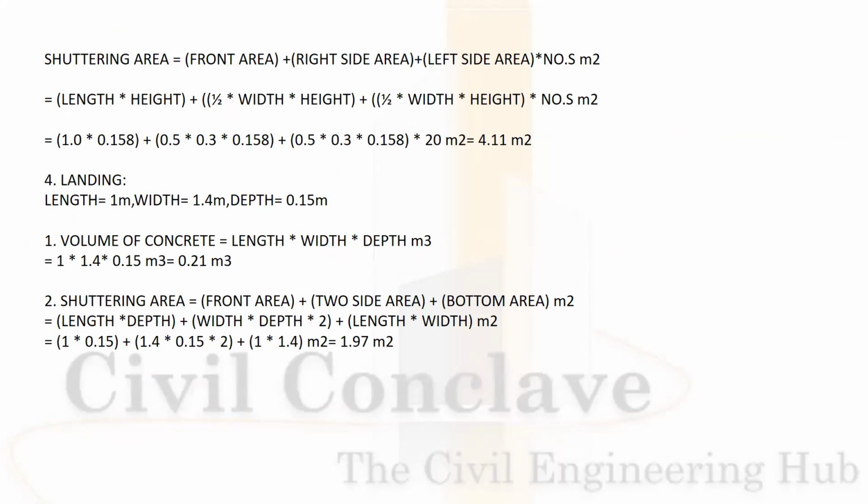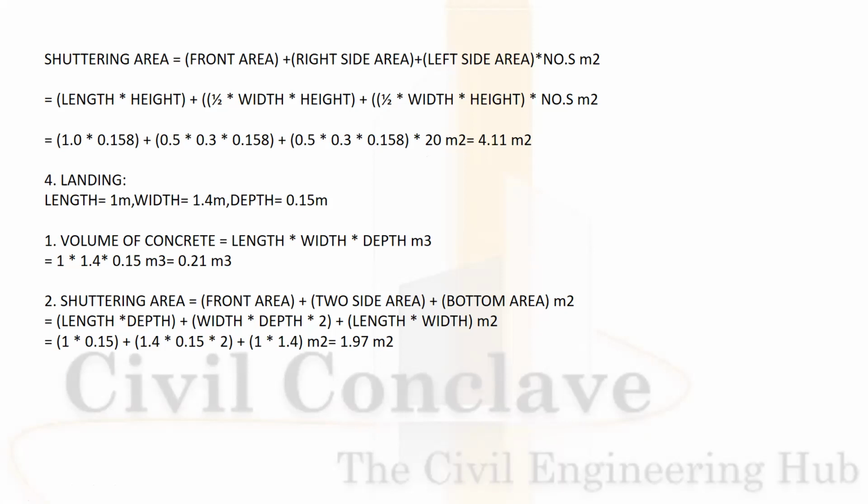Shuttering area, front area plus right side area plus left side area into numbers, that's in square meter. Length into height plus half width into height plus half width into height, into numbers. That is 1 multiplied by 1.158 whole plus 0.5 into 0.3 into 0.158 whole plus 0.5 into 0.3 into 0.158 whole multiplied by 20 numbers, that makes 4.11 square meter.